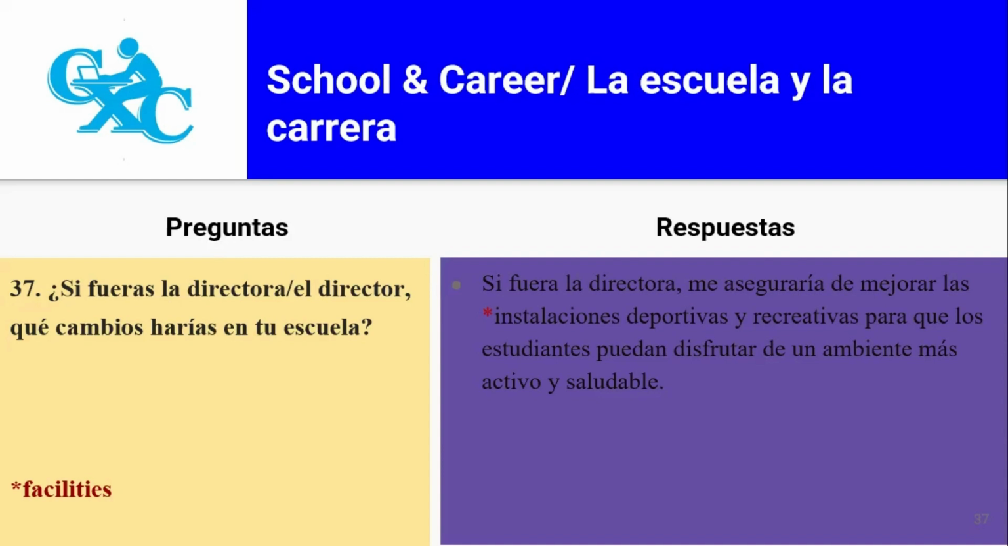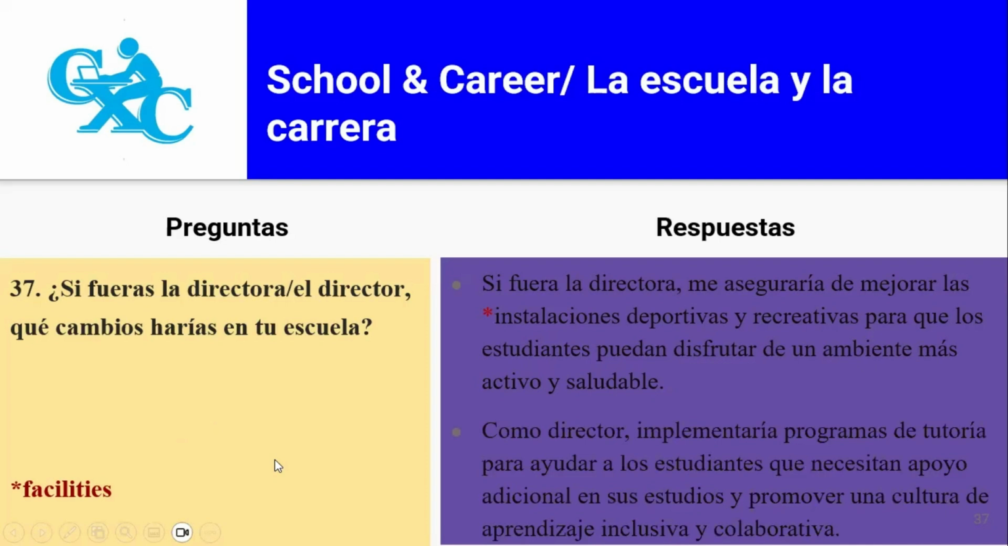Muy bien. All right, so you'll see the asterisk there. Instalaciones means facilities, okay? So if I were the principal, I would make sure to improve the sporting and recreational facilities so that students can enjoy themselves in an active and healthy environment. Okay, yes. Let us continue with another response.